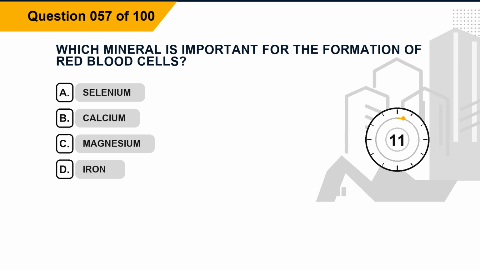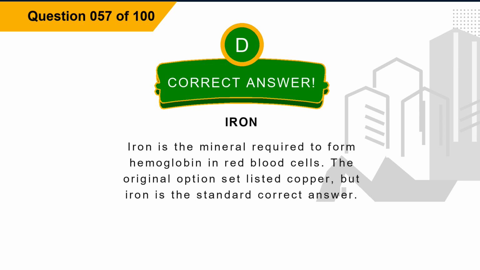Question 57. Which mineral is important for the formation of red blood cells? Option A, selenium. Option B, calcium. Option C, magnesium. Option D, iron. The correct answer is option D, iron. Explanation. Iron is the mineral required to form hemoglobin in red blood cells. The original option set listed copper, but iron is the standard correct answer.